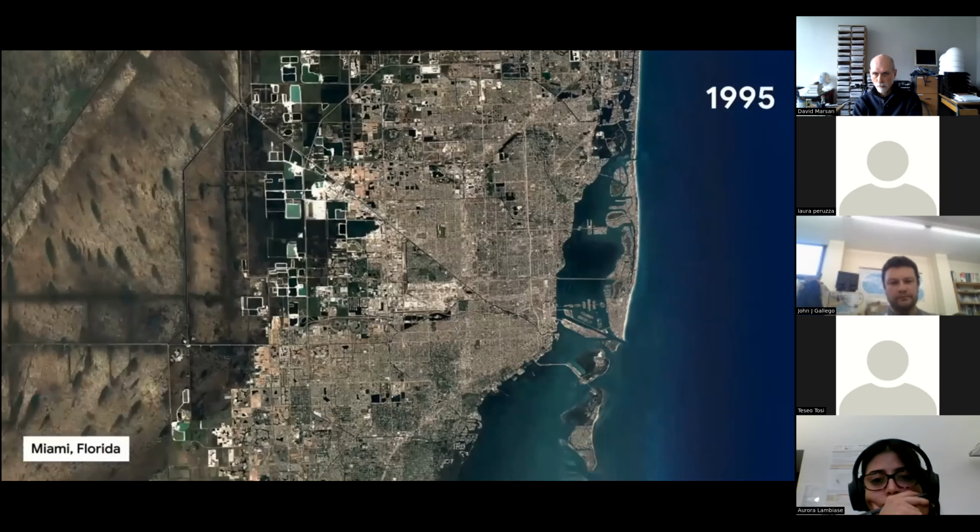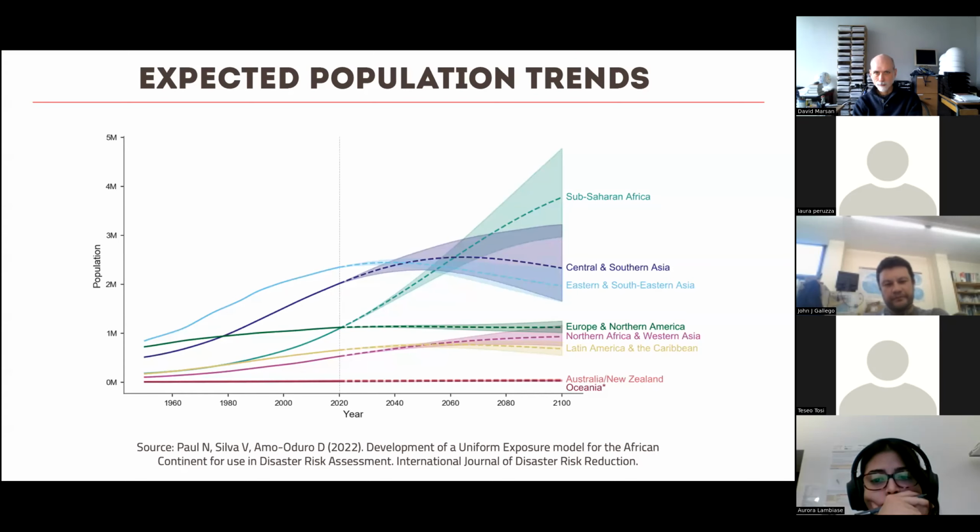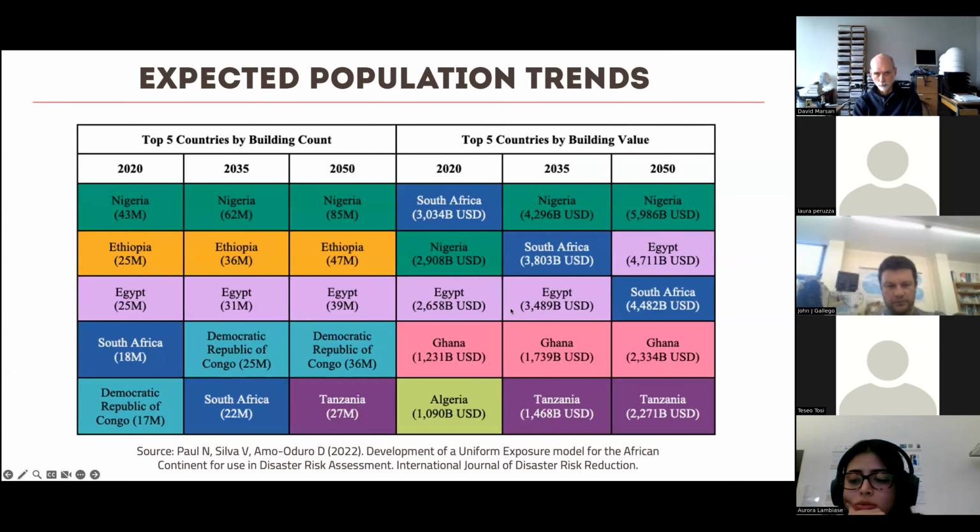And this is something that we've been investigating quite a lot. Let me show you, for example, how much the population is expected to increase for some parts around the world. Sub-Saharan Africa, Central and Southern Asia, it's still expected to increase quite a bit. So in a lot of places, population is expected to increase. The continent that is expected to have the most population in the coming years is actually Africa.